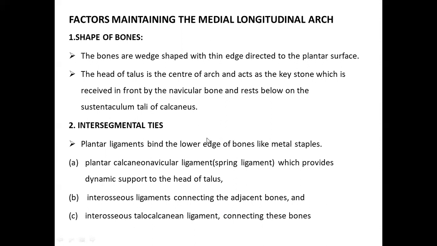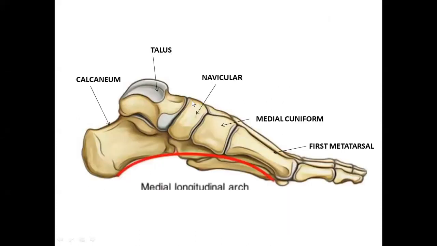The head of the talus is the center of the arch and acts as a keystone, which is received in front by the navicular and rests below on the sustentaculum tali. As we said before, in the medial arch the talus has its head supported in front by the navicular bone and by the sustentaculum tali. So the shape of the bones matters. In the medial longitudinal arch, the bones are wedge shaped: the broader aspect is on top and the plantar aspect is narrow.